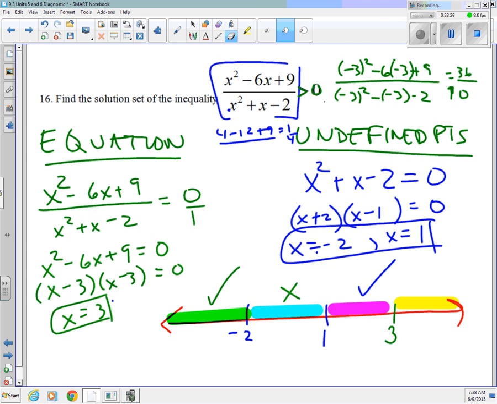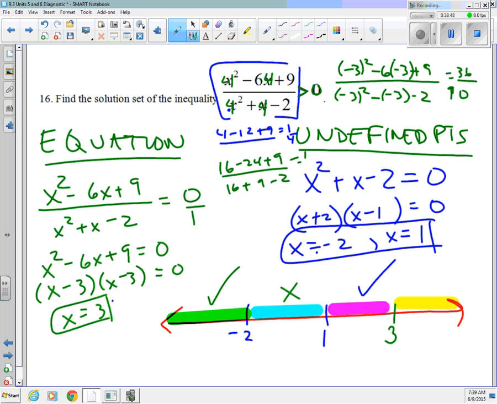And then I'm going to test 4. So I have 4 squared minus 6 times 4 plus 9 over 4 squared plus 4 minus 2. So I get 16 minus 24 plus 9 over 16 plus 4 minus 2. 16 minus 24 is negative 8, plus 9 is 1. 16 plus 9 is 25, minus 2 is 23. So I'm over 0 there.